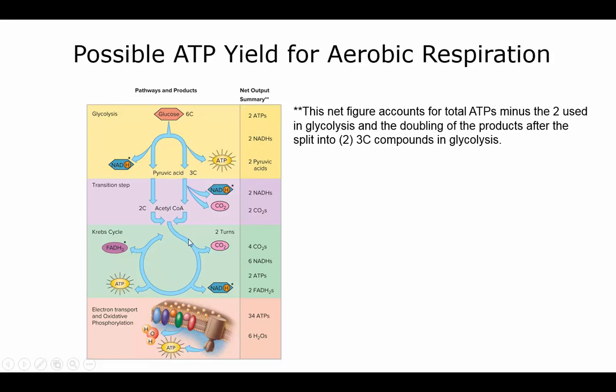And in the Krebs cycle, in the green, it goes around twice. We're going to make 4 carbon dioxides, 6 NADHs pick up electrons. We're going to make 2 ATPs because it goes around twice. And we've got 2 FADH2s picking up electrons. Then it goes into the electron transport, and oxidative phosphorylation happens, and we make 34 ATPs here and 6 waters. So 34 plus 2 plus 2 equals 38. That's the possible yield.